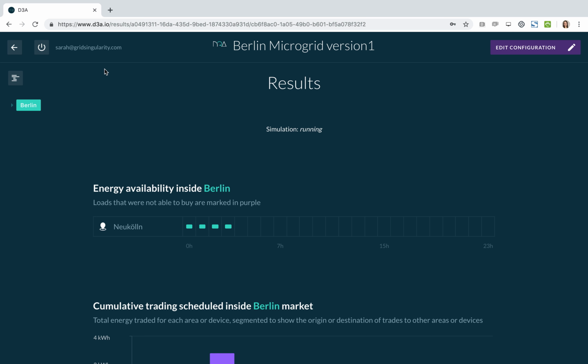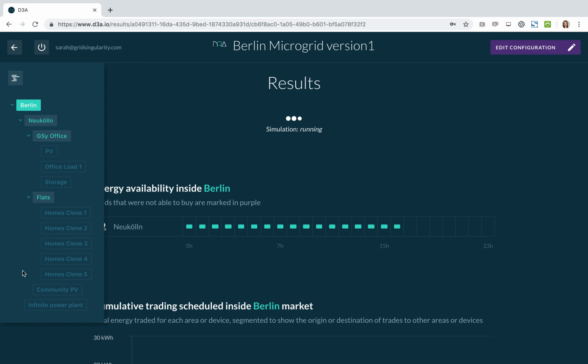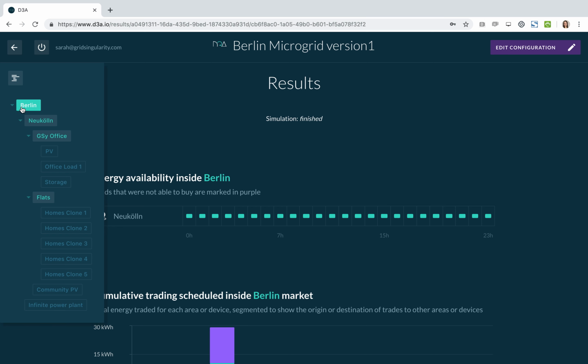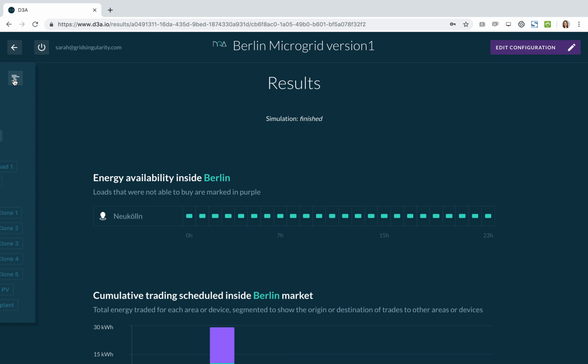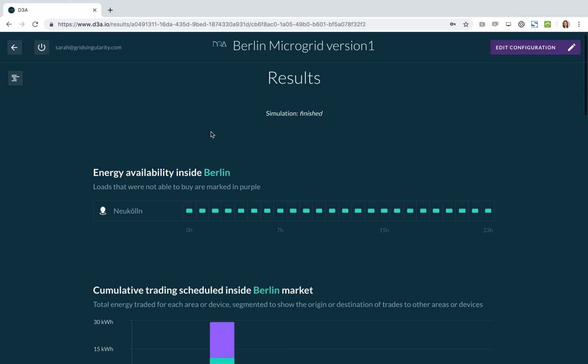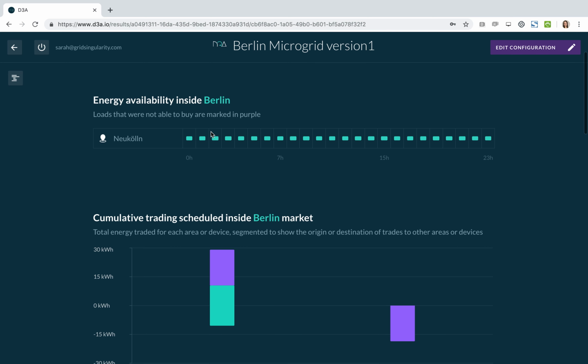You can see here on the results page, we have a breadcrumb on the side, and it looks into all of the different devices and areas that we created in the grid. It's really great because you can click on every single area, which is a market, and see what the results are inside that market. You can also click on each individual device or agent and see how that device participated in the markets it was involved in.